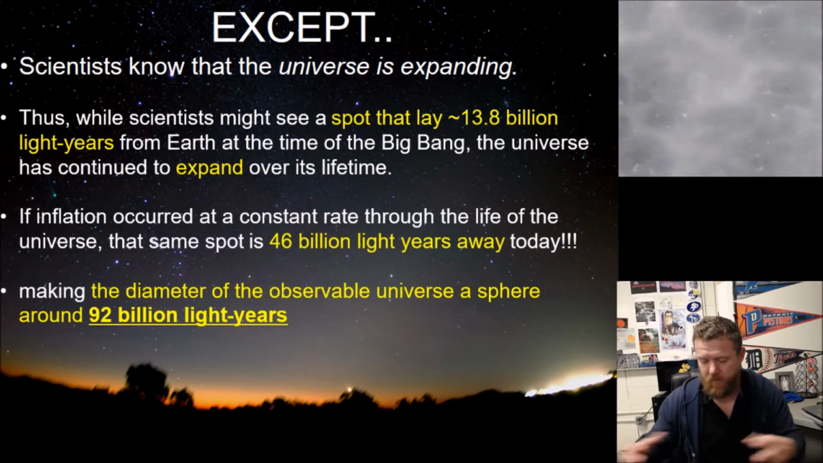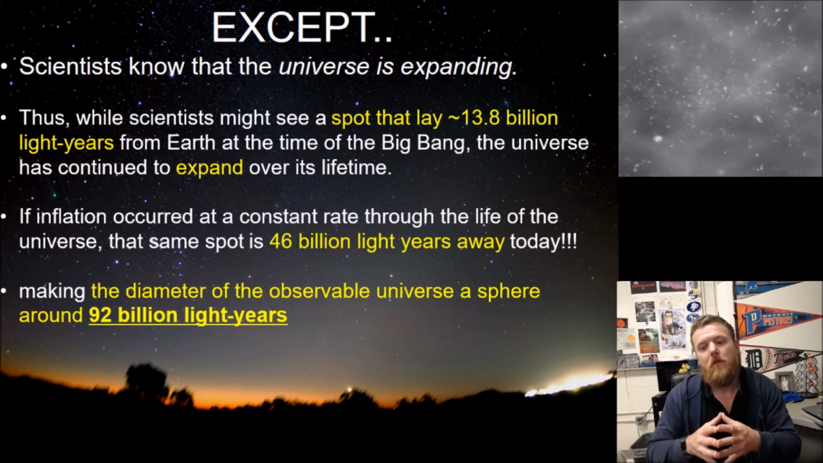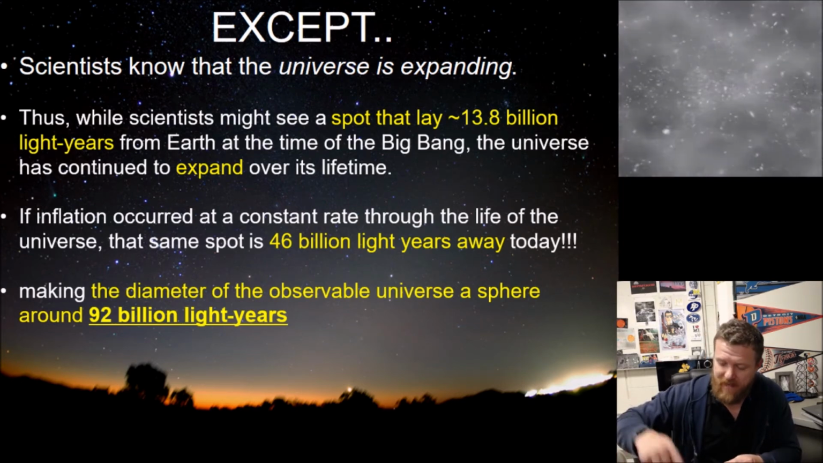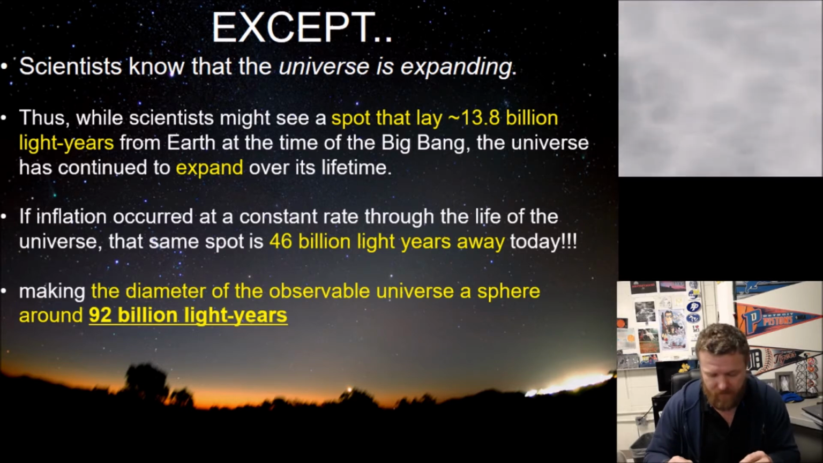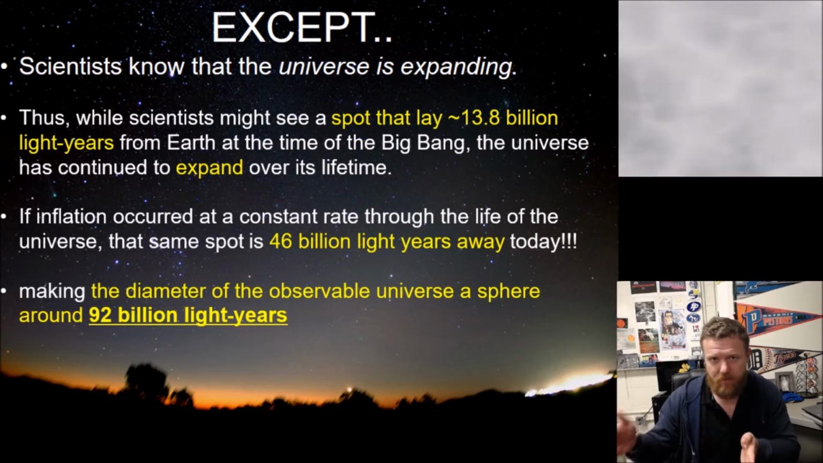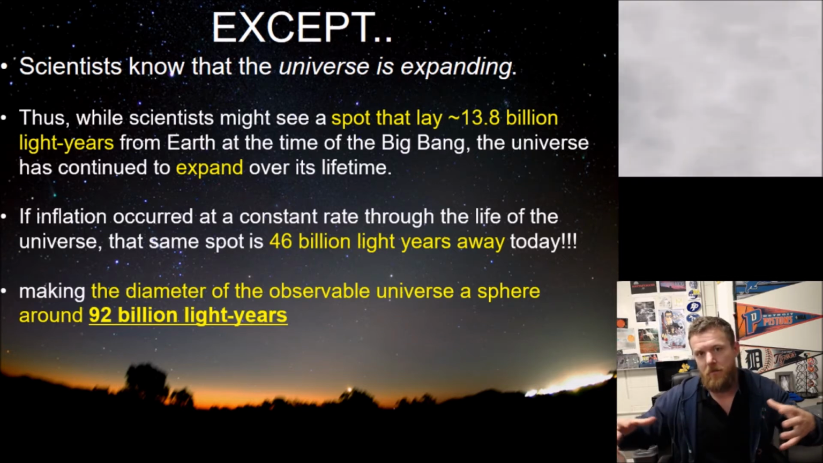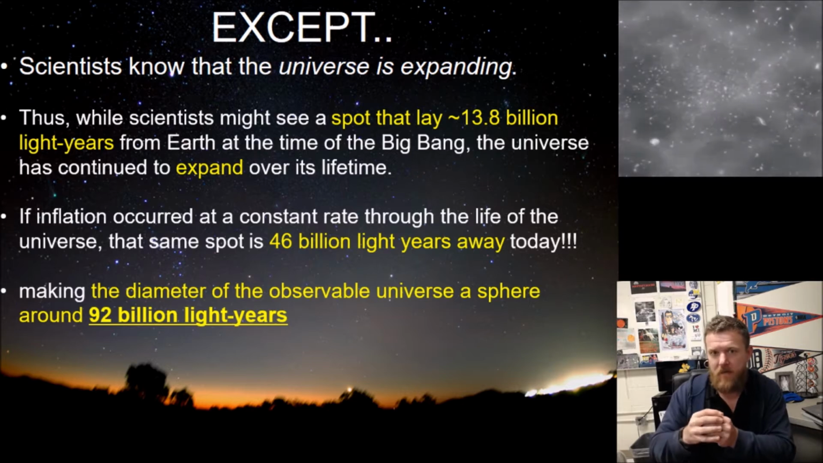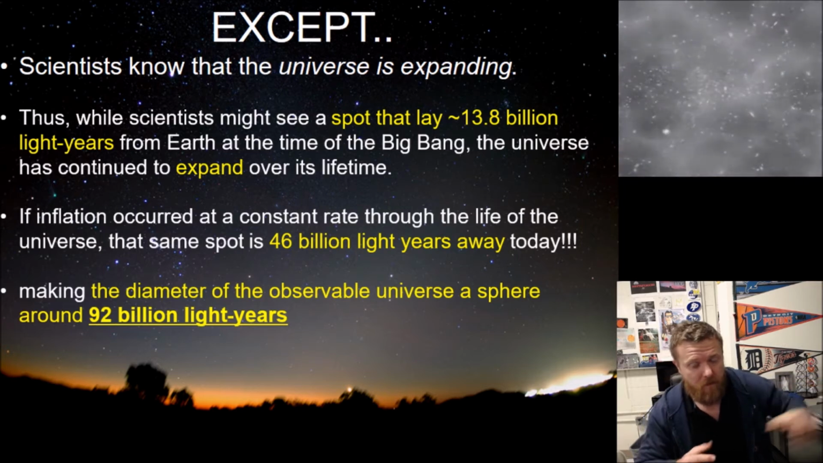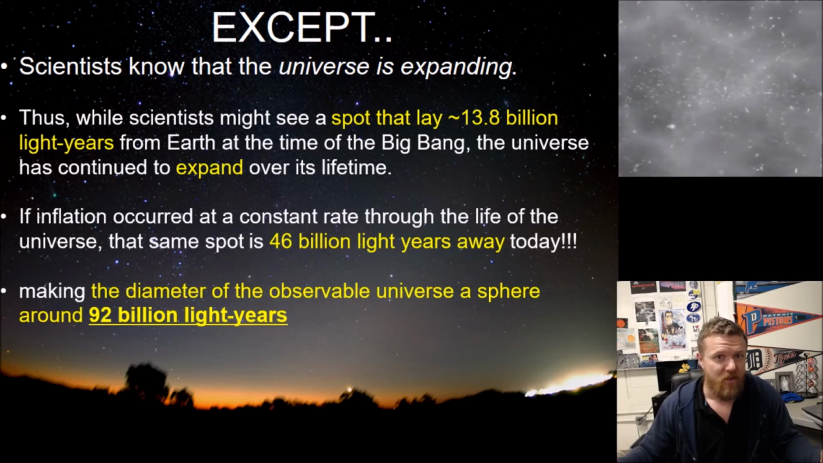If the inflation of the universe, the speeding up of the expansion, is what we see it as today, then that object that was 14 billion light years away when the light was released is actually today 46 billion light years away. Let me repeat that because it's hard to wrap your brain around. If something was 14 billion light years away, it would take light 14 billion years to get to us. Over that time, because the universe has gotten bigger, that object is now 46 billion light years away, which means the diameter of the visible universe is about 92 billion light years.